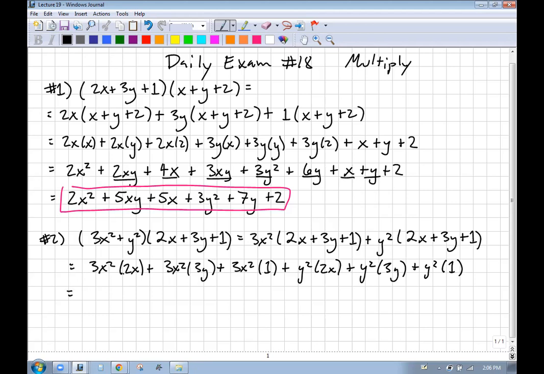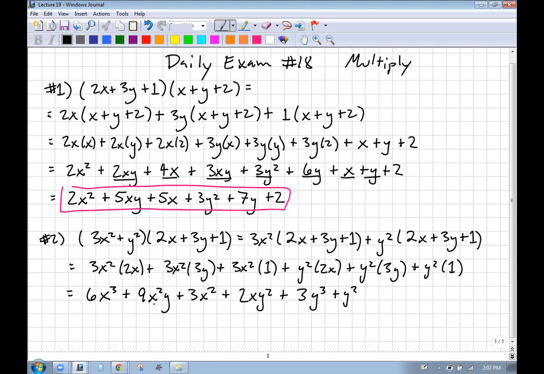So here we'd have 3 times 2 is 6. And then we have x squared times x gives us x cubed. 3 times 3 is 9. We have x squared y. Here 3 times 1 is just 3. And we have x squared. Here we have 2x y squared. This one we have a 3. Y squared times y gives us y cubed. And then y squared times 1 is just y squared.